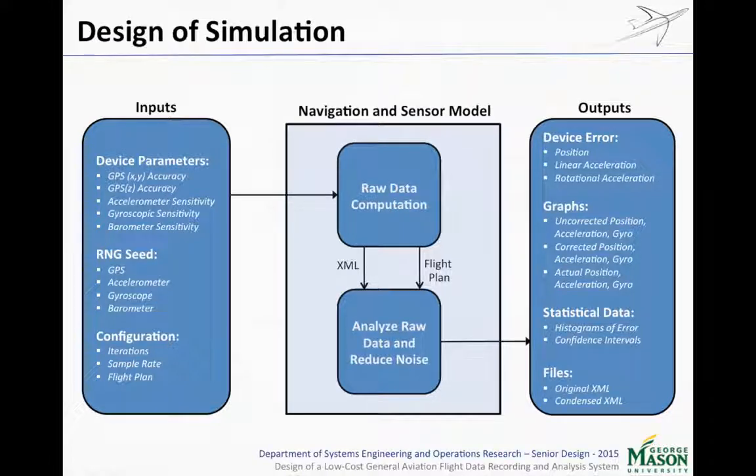gets sent into the raw data computation portion of our simulation. Inside of there, stochastic error is added to the flight plan based on the device input parameters. The entire raw data, along with the flight plan, is saved into an XML file and sent over to the second portion of our simulation, which analyzes the raw data and attempts to reduce the noise.